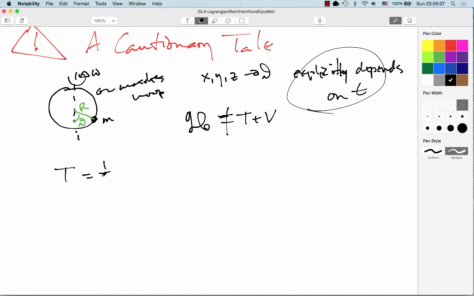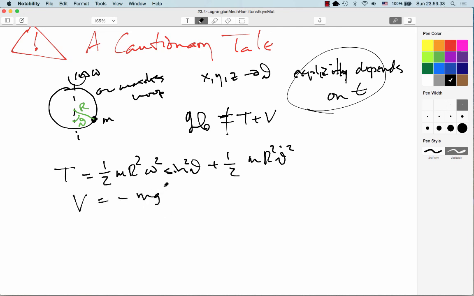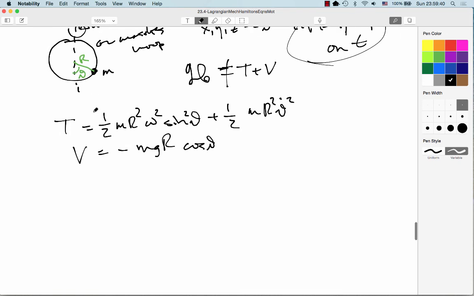So T is equal to 1/2 m r squared omega squared sine squared theta, plus 1/2, so that's for the part going into the page there, plus 1/2 m r squared theta dot squared, so for the bit in the plane of the page. All right. The potential energy will be minus m g r cos theta. So I'm putting 0 right in the center of the hoop. Probably as good as anything.